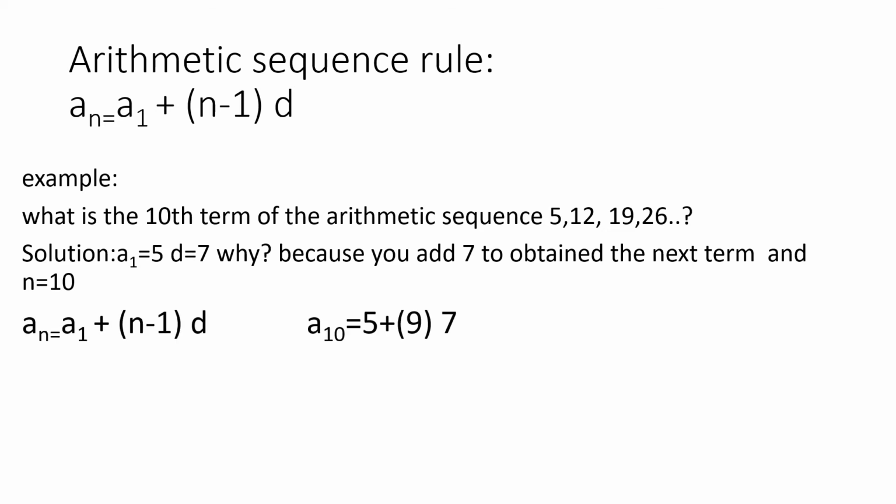Okay, so we need to follow the arithmetic sequence rule because we need to have a correct answer to this problem, and it will be easy for us to solve the problem. A sub n is equal to a sub 1 plus n minus 1 times d. A sub 10 is equal to 5, since our a sub 1 is 5, plus our n, which is 10, minus 1 times our common difference, which is 7.